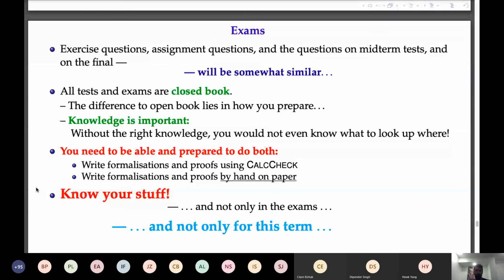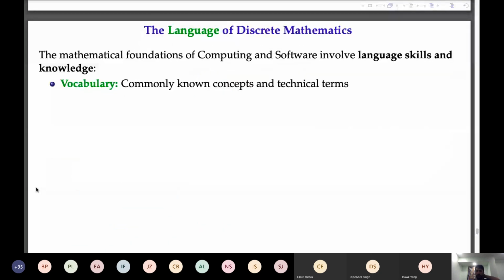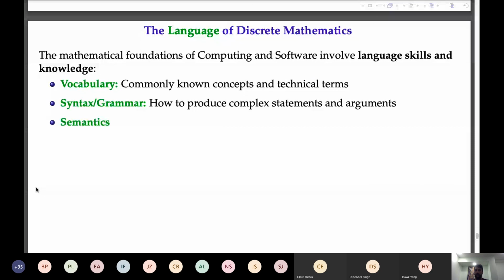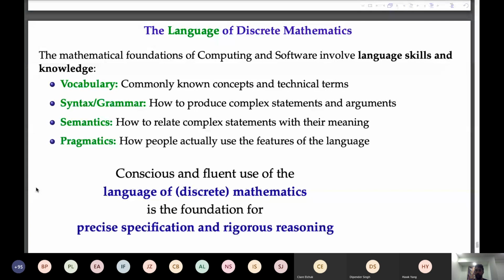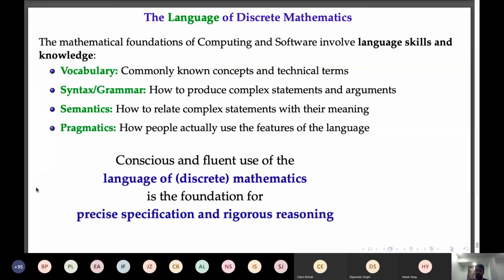Okay, just trying to make sure I don't go over time. So it's like learning a new language. You will have to practice. Okay, so there's a vocabulary, a syntax and a grammar, a semantics and pragmatics. All right, how to actually use these things, what they mean, what the words involved, and how to write them down. Okay, so it's the foundation for precise specification, rigorous reasoning.